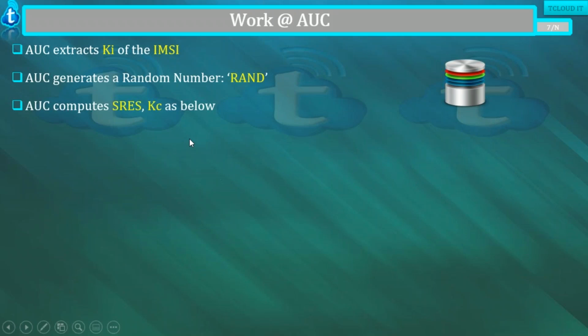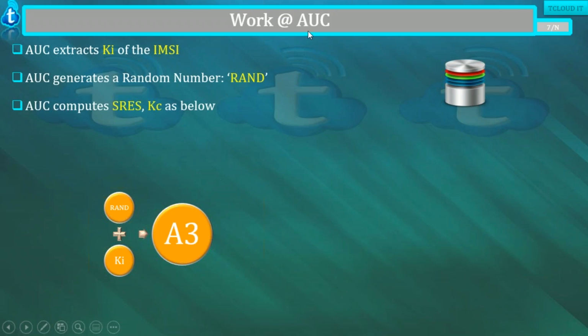All right. Now we come back to the work that is being done here. SRES and KC. Why do we need these parameters? Why do we actually require this? What do these parameters help us with? We'll understand the need of the random number also. We will see what its need is. We'll identify that now.